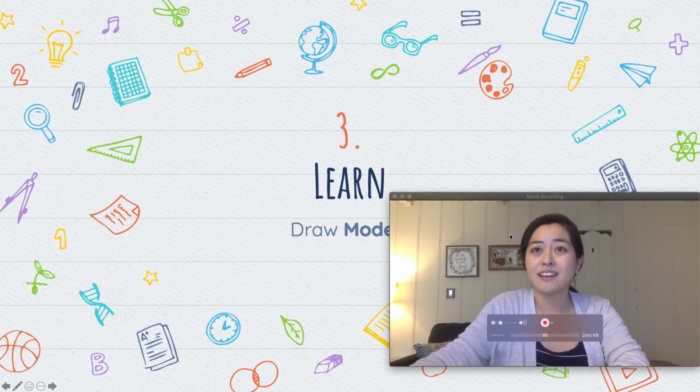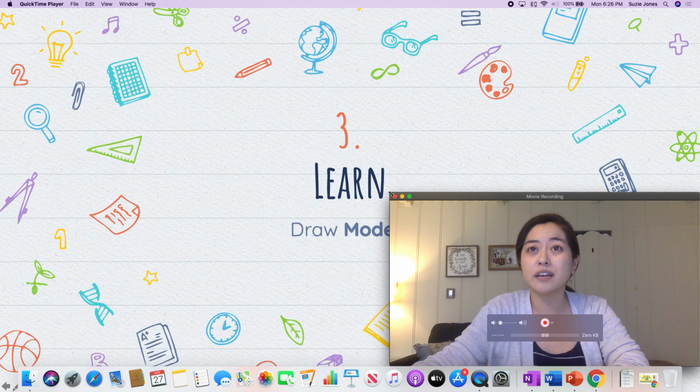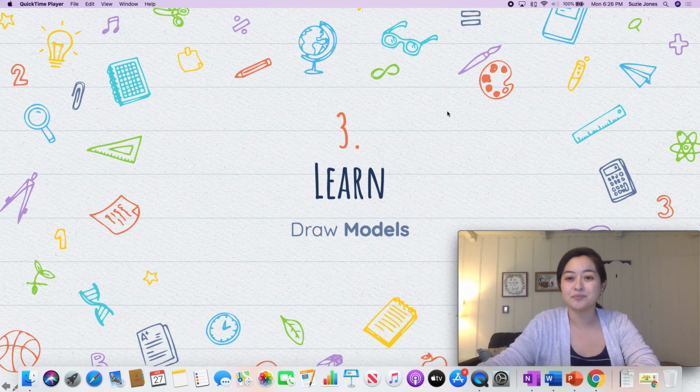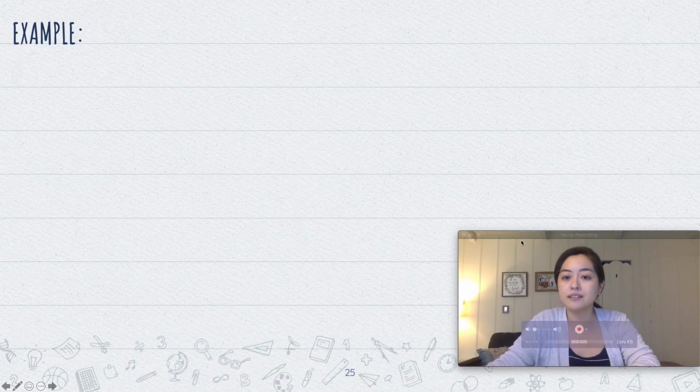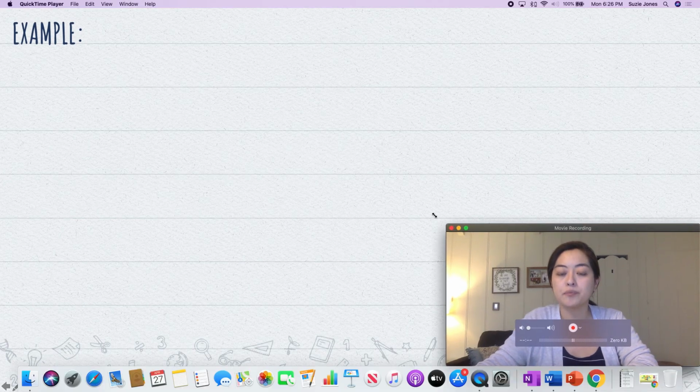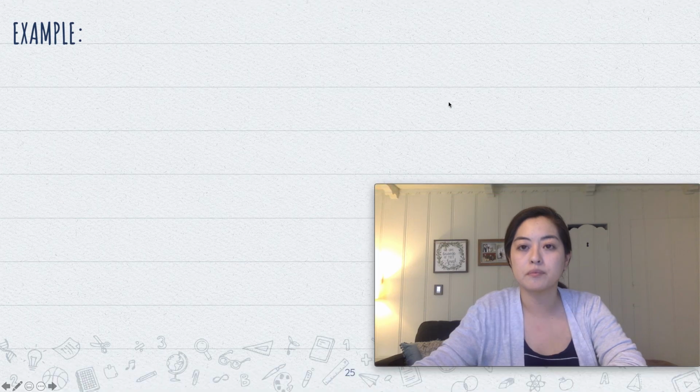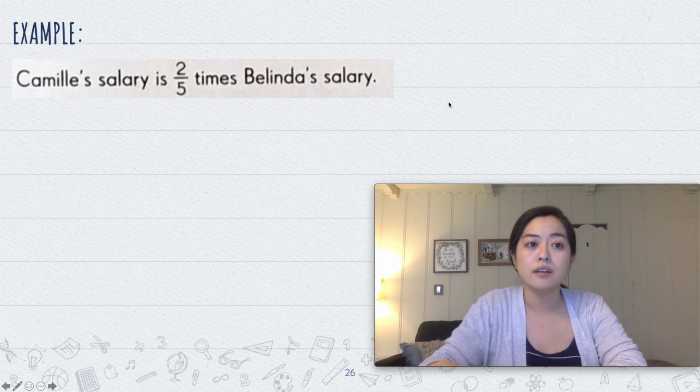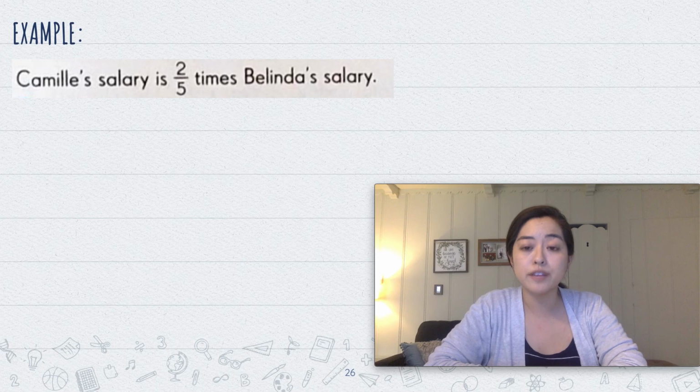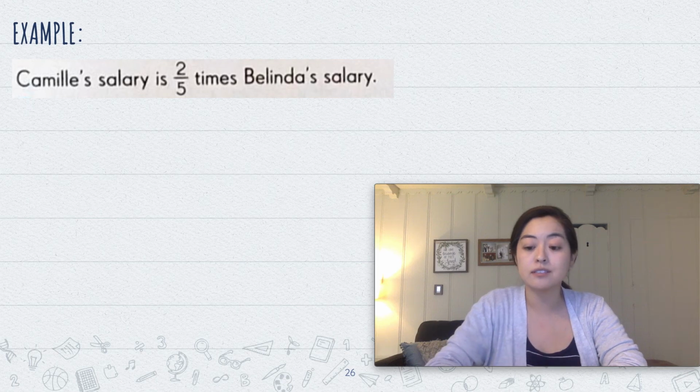Okay, finally, we're going to practice drawing models. Let's look at this example. It says Camille's salary is 2/5 times Belinda's salary. So we have a fraction that represents the amounts of salaries.